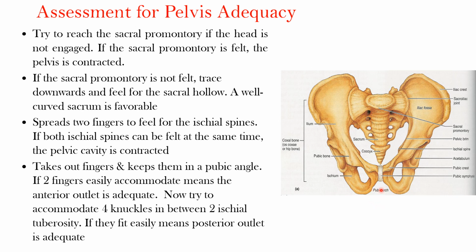And now the other technique of assessing whether the outlet is adequate is that you need to make a fist, four knuckles. Place it between the two ischial tuberosity. This is the ischial tuberosity. So place your fist between these two tuberosities. If you are able to fit it easily, that means the posterior outlet is adequate. So this is how you need to assess the pelvic adequacy.